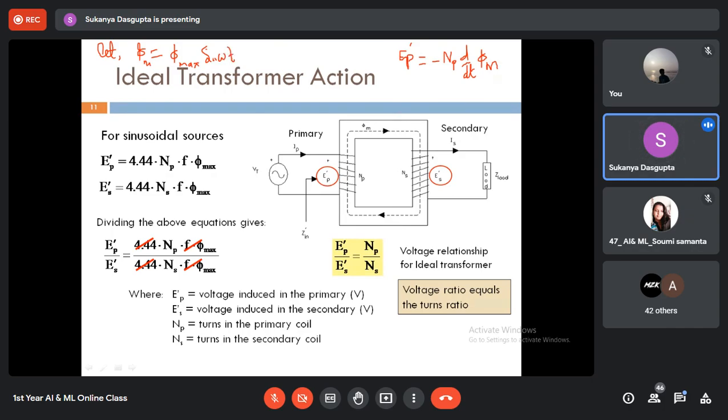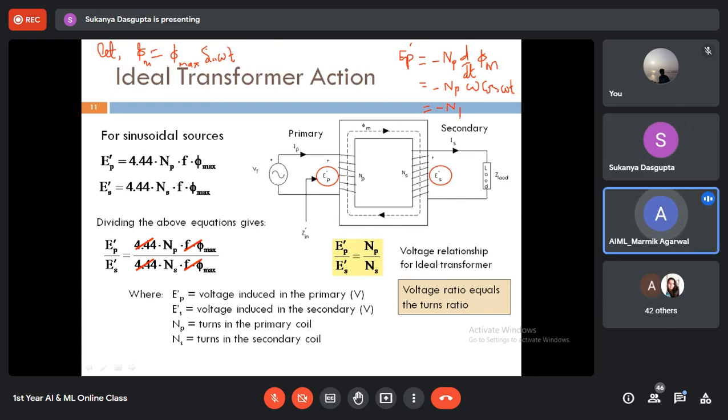Okay, so what is actually Ep dashed? It is minus Np again d/dt of phi max sine omega t, which is omega cos omega t, right? And this omega is 2 pi f. Ma'am, phi max will also be there. Yes, I'm so sorry. Phi max is the constant term. It's phi max sine omega t. So phi max is the constant term.